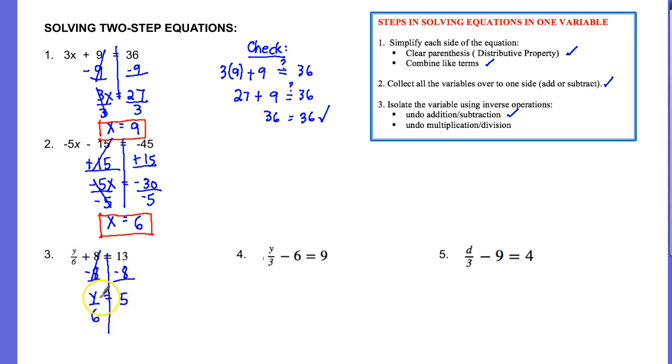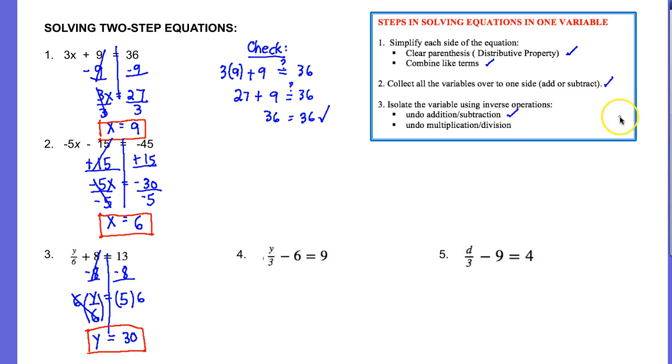Now you have to solve for y. You have to get rid of 6. What's the operation between y and 6? Remember, y over 6, that's the same as y divided by 6. So to undo division, you will multiply both sides by 6. So on the left side, 6 divided by 6, that's just 1. And then you still have y. And then 5 times 6 is 30. So y equals 30.